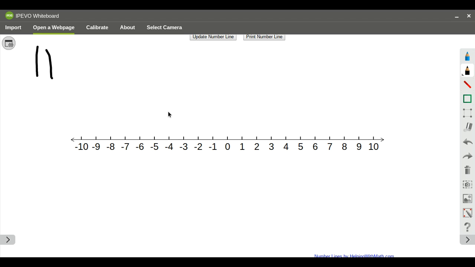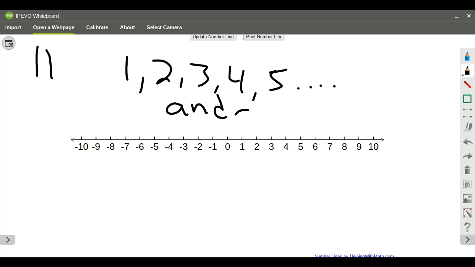So first, let's start by defining what an integer is. An integer is your counting numbers. Your counting numbers are going to be 1, 2, 3, 4, 5, and so on. Those are our counting numbers, right? When we start counting, we start by going 1, 2, 3, 4, 5, 6, and so on and so forth. And their opposites. Okay, so we're going to be talking about the counting numbers and their opposites. Their opposites are going to be the same distance from 0 on a number line.